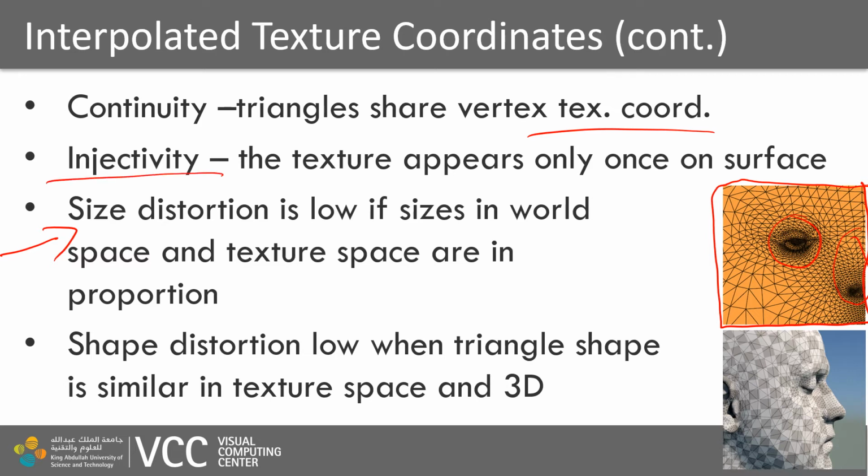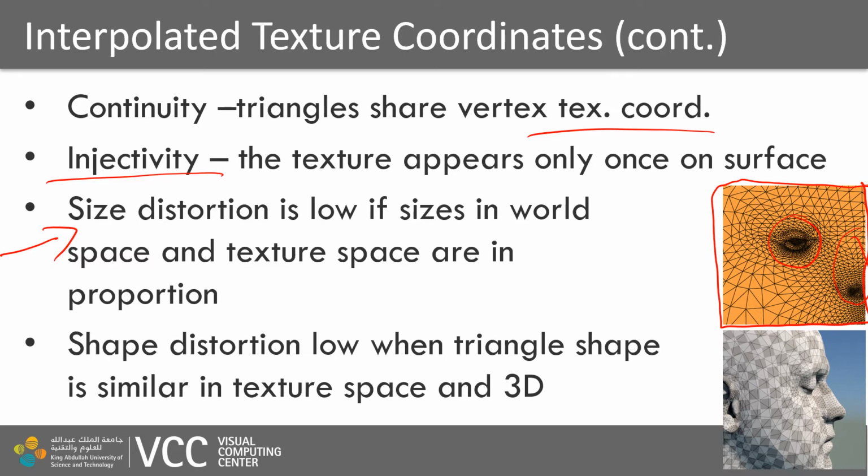Injectivity will be the condition here that the texture appears only once on the surface. So we do not have any repetitions, which we would then find disturbing. On maybe organic structures, this might be a little bit disturbing if we see some regular repetitive pattern. For man-made objects, like for example a brick wall, this would be much less disturbing and actually desired.